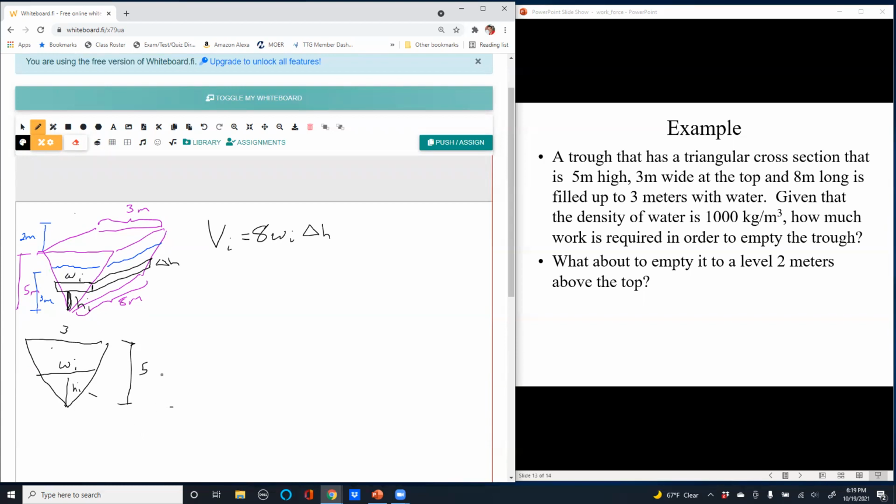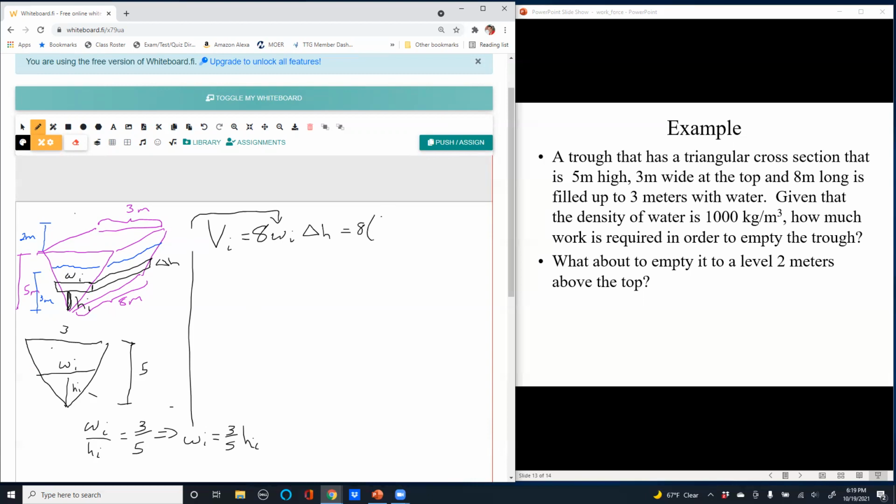So what do we got here? W sub I is to H sub I, so width is to height as width is to height. We want to sub out W sub I and sub in H sub I. So if we solve this for W sub I, we get W sub I equals 3/5 H sub I. We're going to take that and plug it in here. That's where this is going to go.